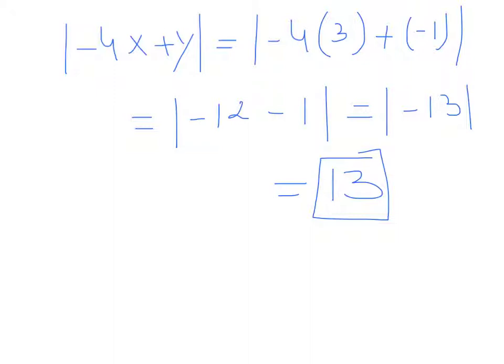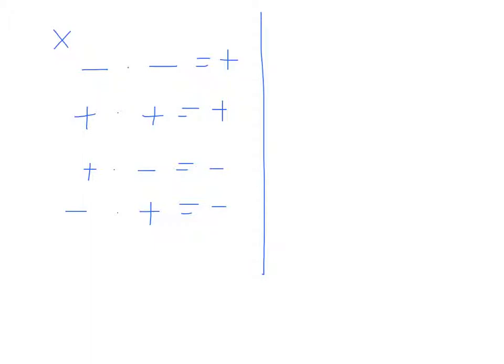Let me just discuss the multiplication and division of the signs. Well, let's talk about multiplication first. If we have negative times negative, it will be positive. Positive times positive will be positive. Positive times negative will be negative. And negative times positive will be negative. So if you multiply two values with the same sign, we will get a positive number. If we multiply two values with different signs, we will get a negative number.